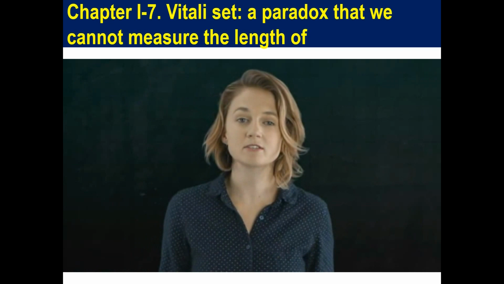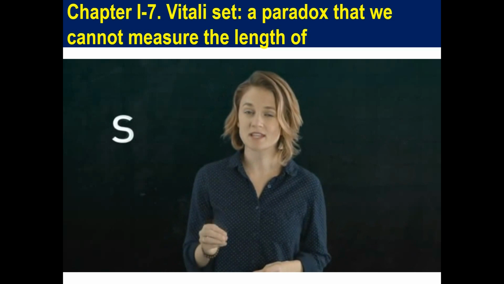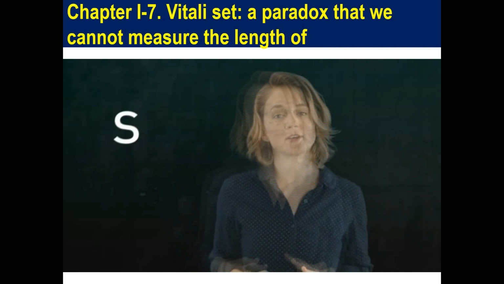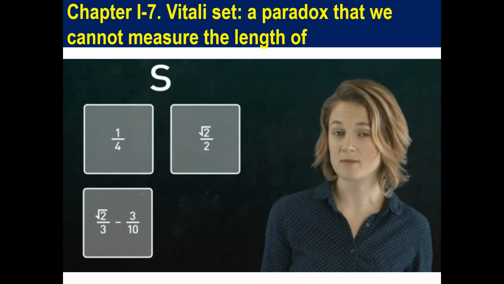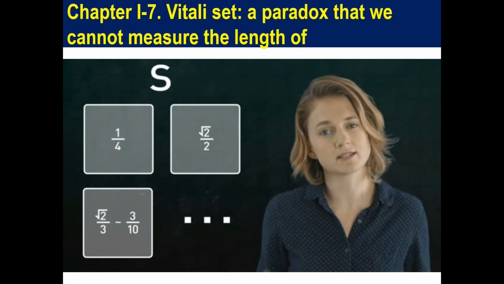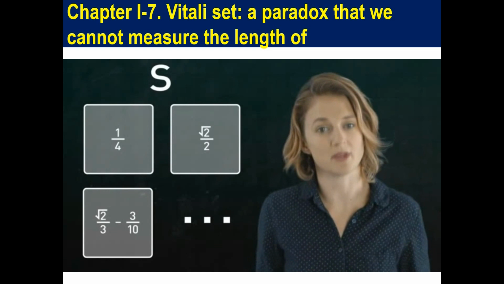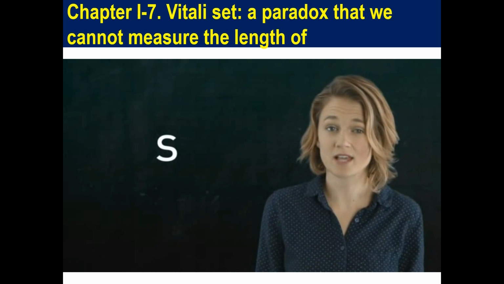Now, we'll form a new set S by selecting one representative from each bin. For example, S might contain 1/4 from the first bin, square root of 2 over 2 from the second bin, and square root of 2 over 3 minus 3/10 from the third bin, and so on. We don't know exactly what the contents of S are, but we know that it contains exactly one representative from each bin. Here's the big punchline. This new set S has no size. It's non-measurable. Let's explore why.